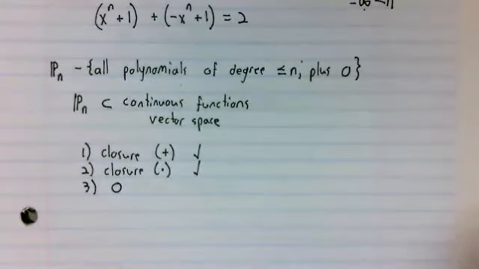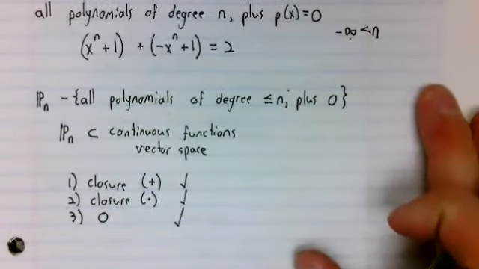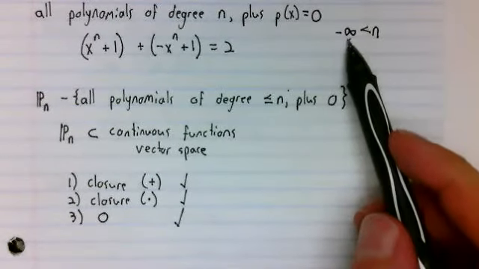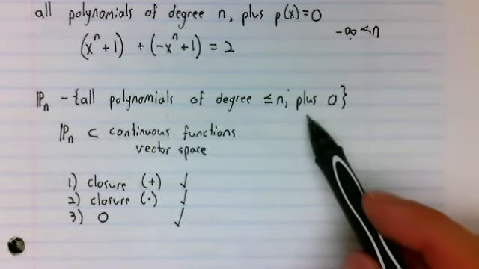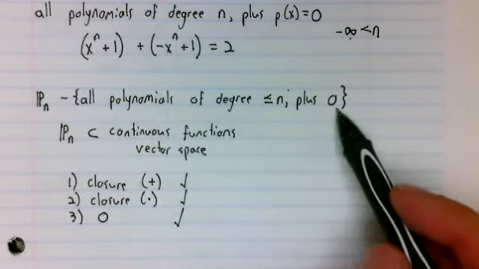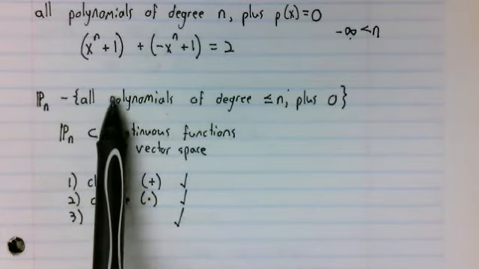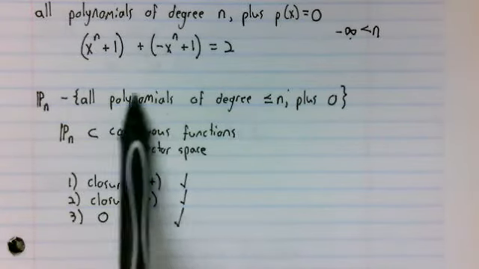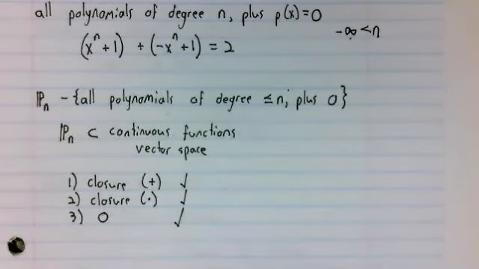0 has to be in there. Check. Either because negative infinity is less than n, or because we specifically threw it in there. We'll come back to this example rather often over the next few weeks.